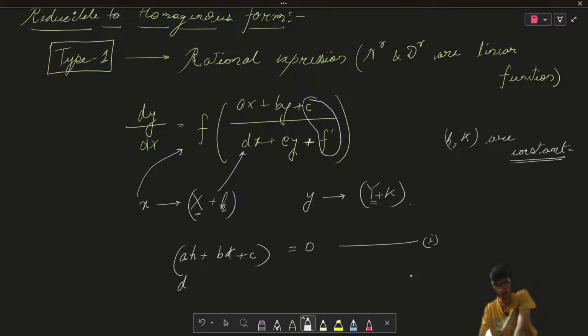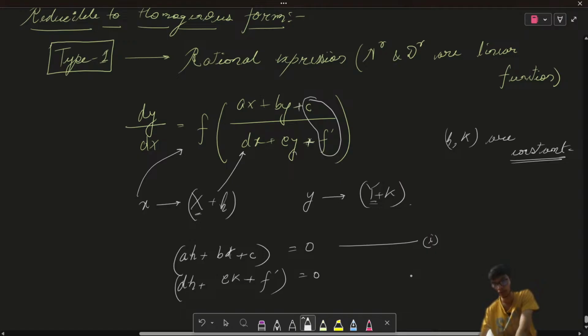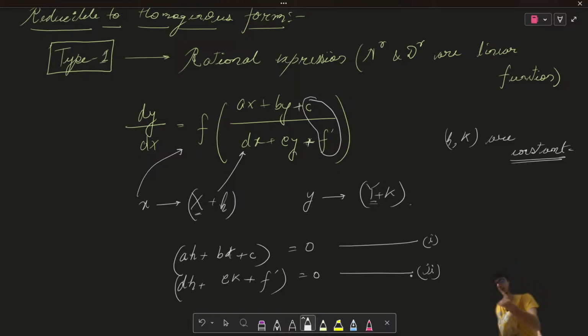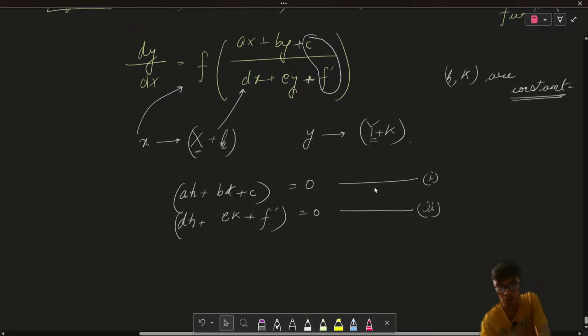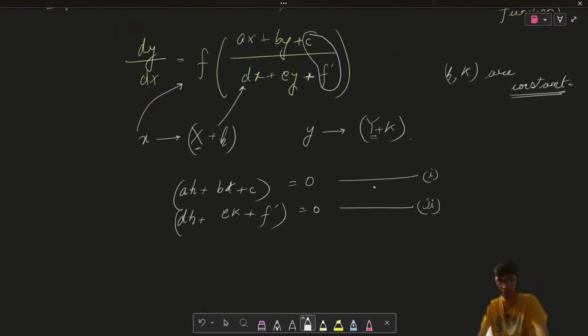And similarly, here I will have dh plus ek plus f dash, and this is going to be equal to 0. So this is my second equation. So I will have two equations involving h and k such that my modified constant, which is basically because of the transformation, becomes equal to 0. And if I'm able to do that, then my expression is no more a non-homogeneous form.